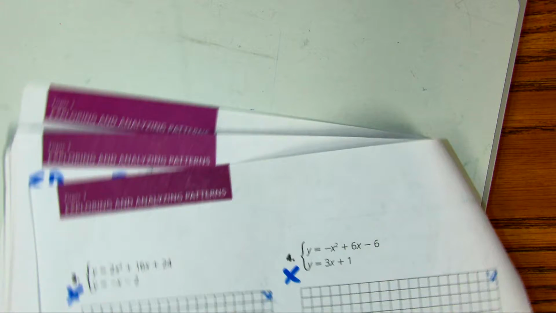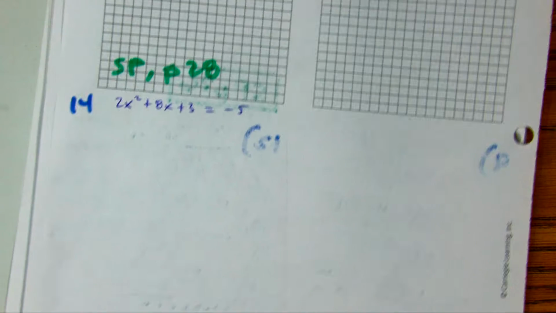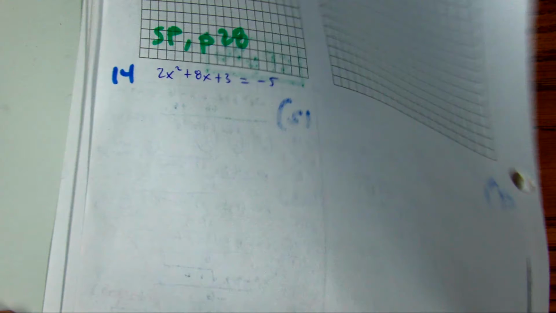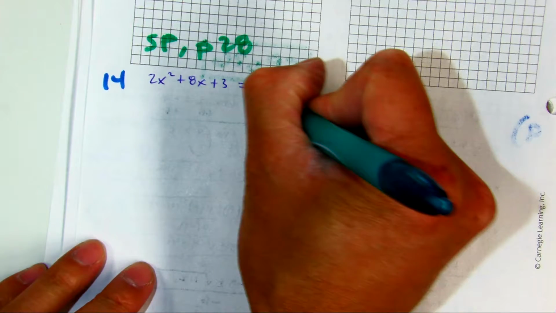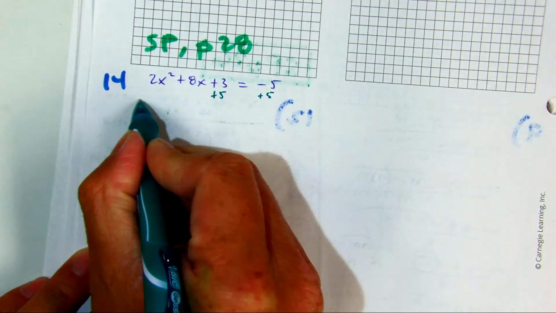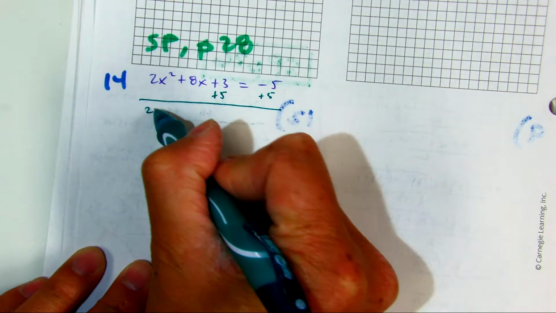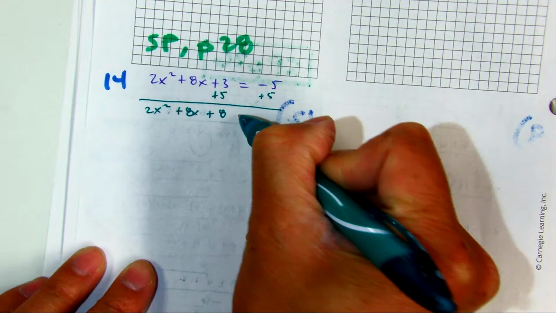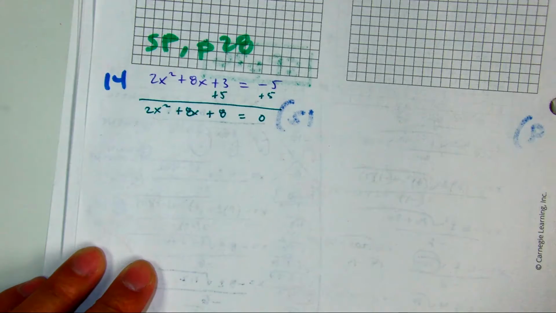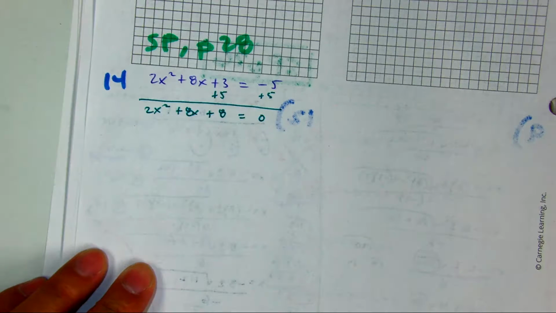And in question number 14, we're just working on a different page here. You could have solved this quadratic in multiple ways. Jasmine, what did you do first? Plus 5. Keep going, Jasmine. What do we got? 2x squared plus 8x plus 8 equals 0. All right, Jasmine, how did you decide to solve this quadratic function?